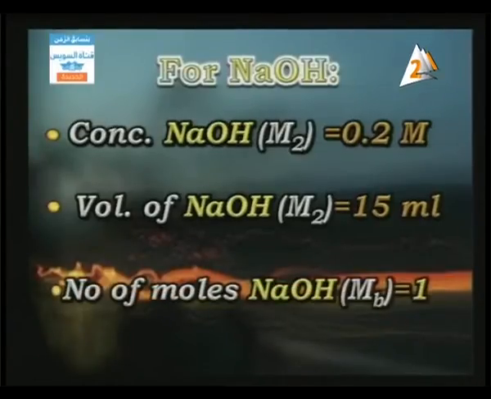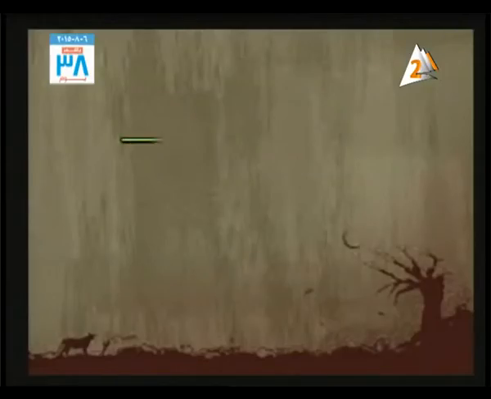Volume of base equals 15 milliliters. And the number of moles of NaOH, MB, equals what? Molarity of base equals 1. So we must write these things before making the steps to solve. This is all the given.